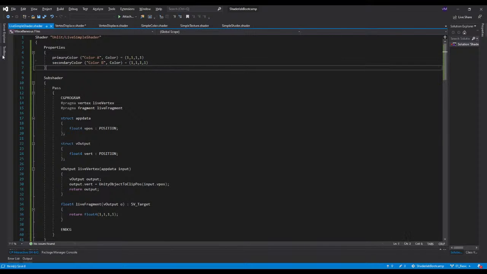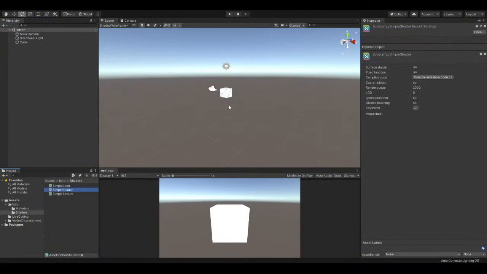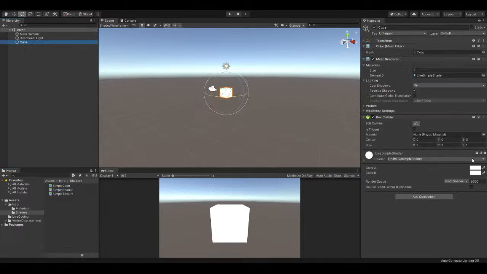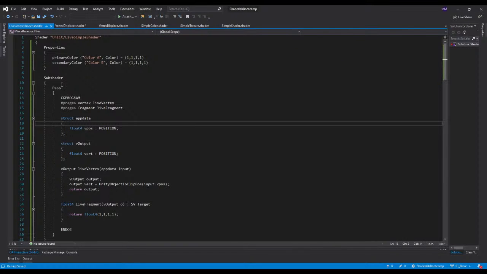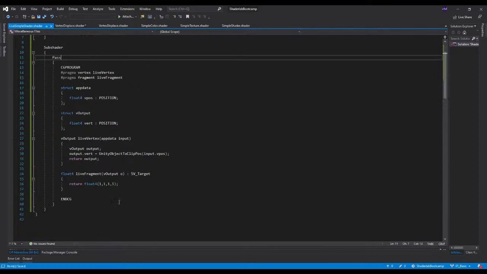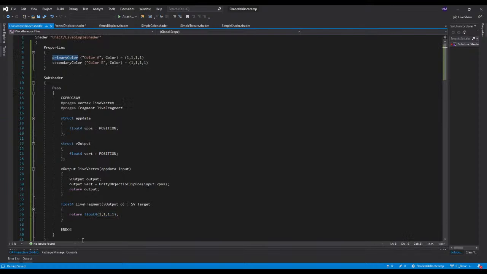Now we switch to Unity, and we have this cube which has a simple shader. We have two colors, and I'm going to make one red and the other green, so the final color is going to be yellow. No color changes. Why? Because we have variables in properties, but how does this pass get this information? We just return, instead of float4, the primary color. That's what most of us will say.